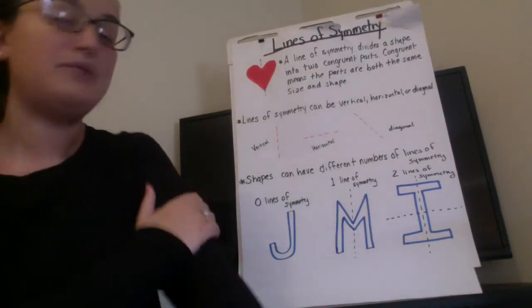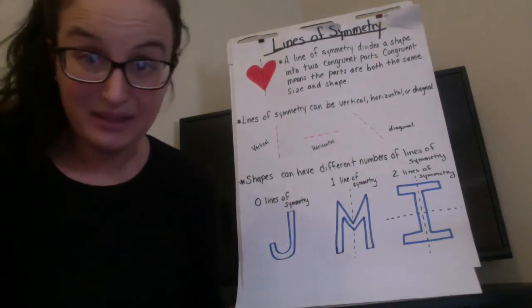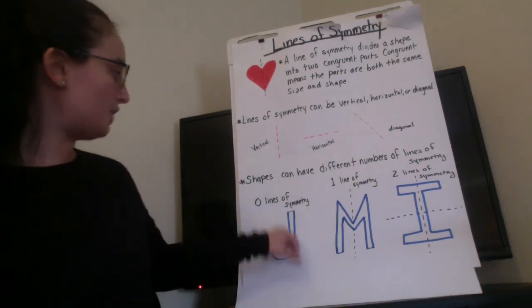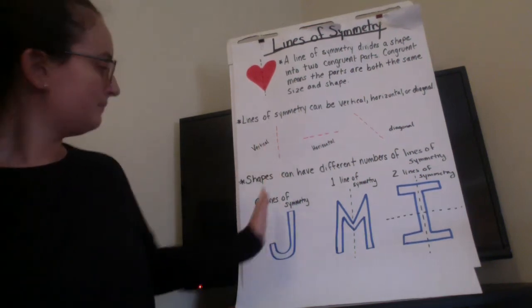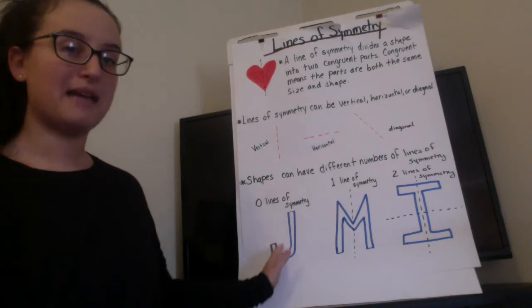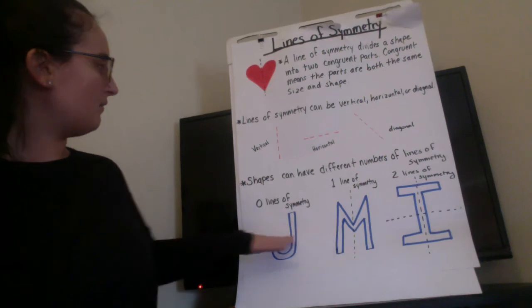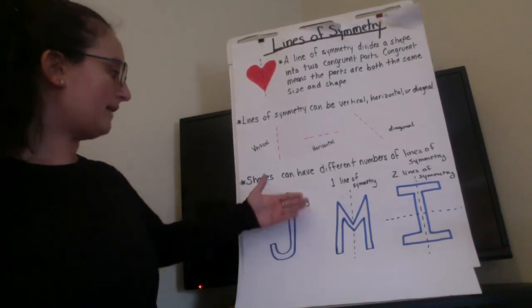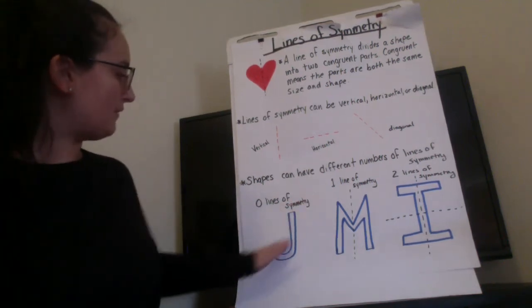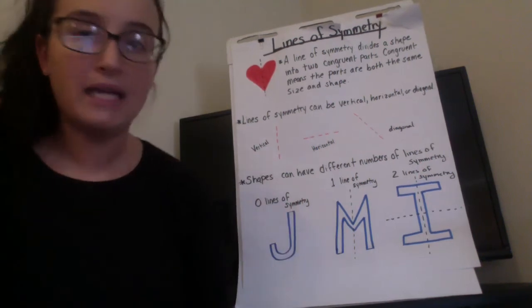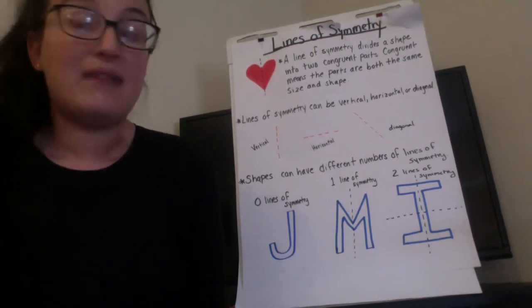Also, shapes can have different numbers of lines of symmetry. So some shapes might not have any lines of symmetry. So for example, like the letter J, there are no lines of symmetry. If I cut it down the middle, is it exactly the same on both sides? No, because this side has this up part, right? If I cut it horizontal and folded it over that line, it wouldn't be exactly the same. And same thing with a diagonal line of symmetry. If I tried that, again, if I folded over that line, it wouldn't be the same on both sides. It's not congruent, so therefore that doesn't have any lines of symmetry.